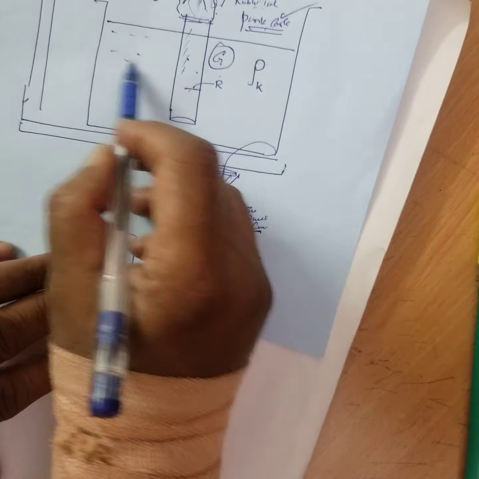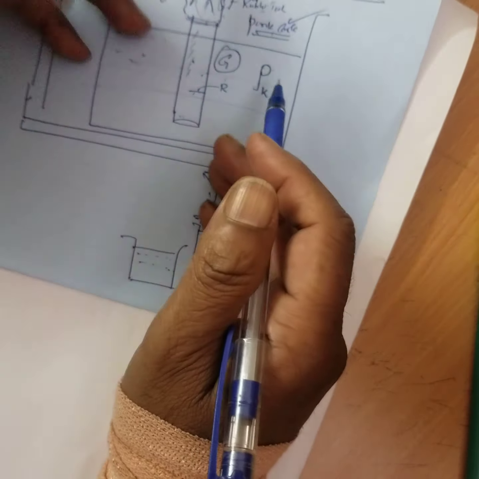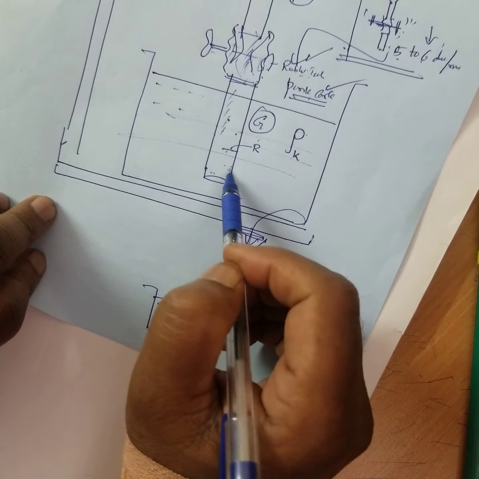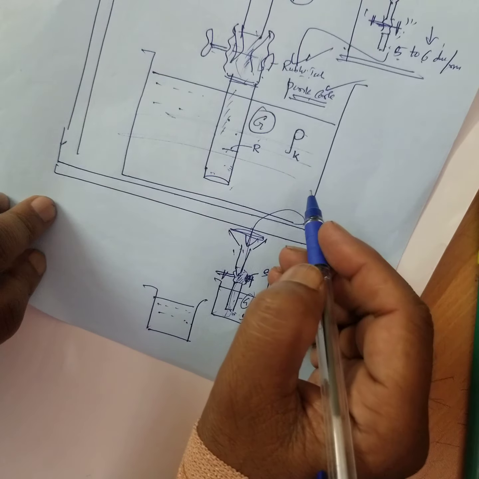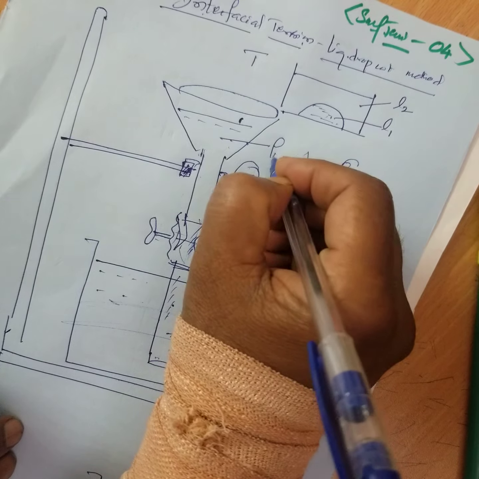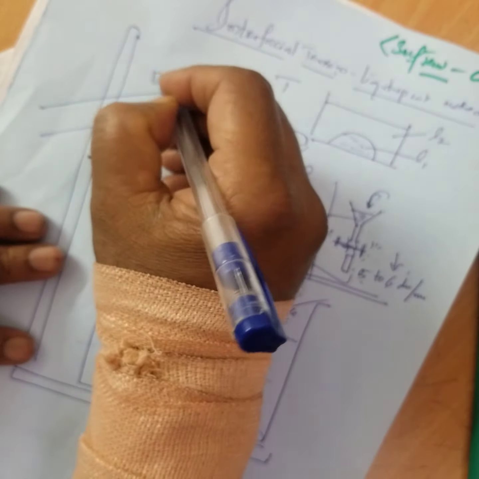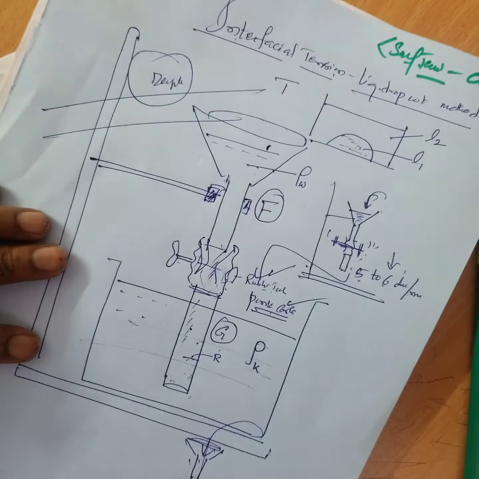This is very, very important. This is kerosene. Don't keep the tube outside. It should be immersed. This tube should be immersed inside the kerosene of the beaker. Now this is the density of water. Understood? This completes the description. Can you follow?